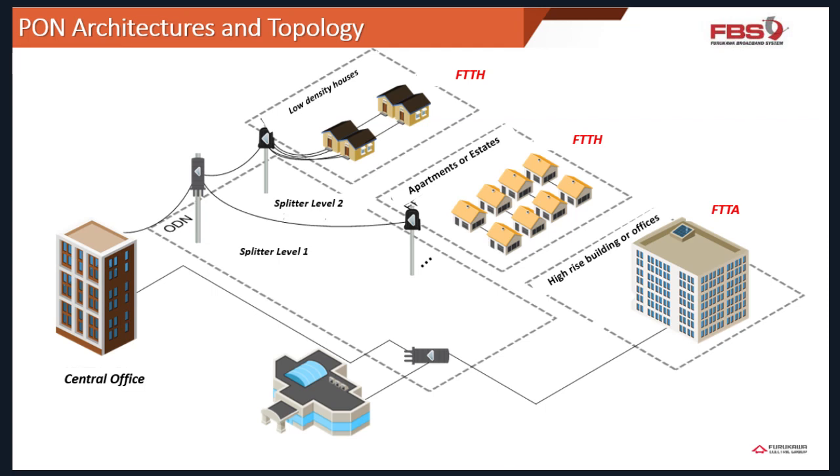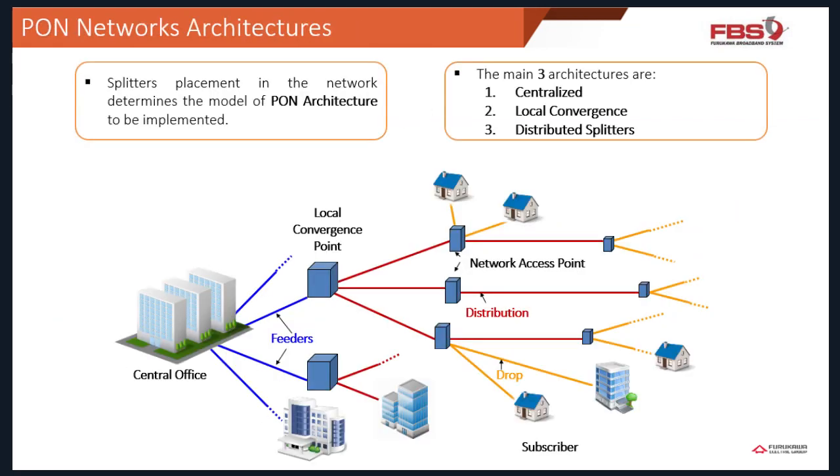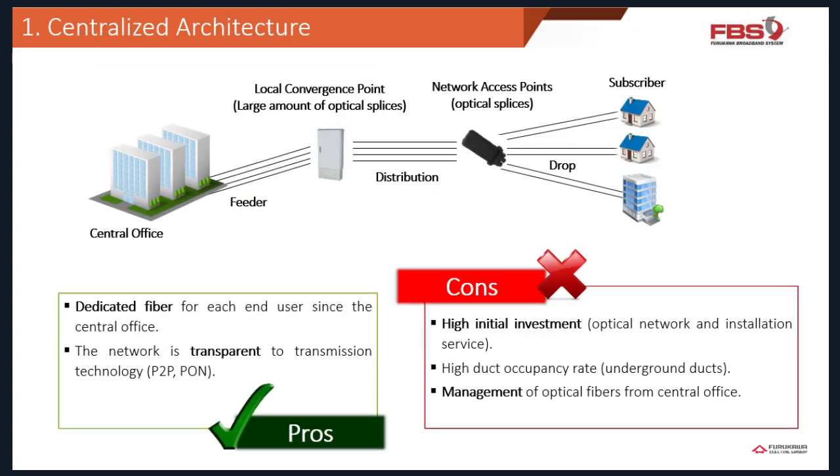Well, since we have an idea of how a network works, we are going to go into details on how to deploy it. We have network architectures that have been used in the last 15 years. Basically, we have three of them: centralized, local conversion, and distributed splitters. I have already spoken a little bit about distributed splitters, but I want to give you examples of the other two, and why we are now in the phase of distributed splitters.